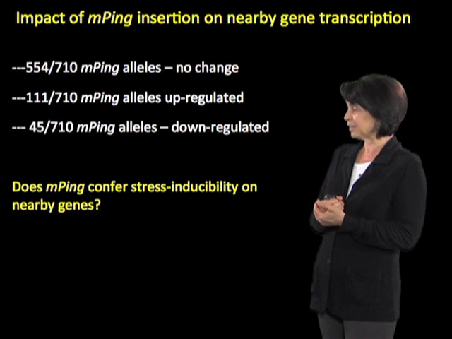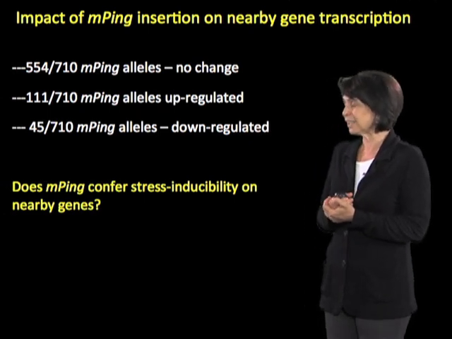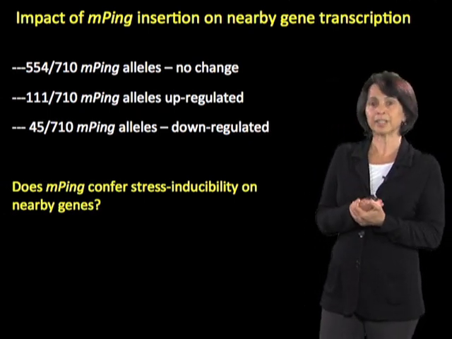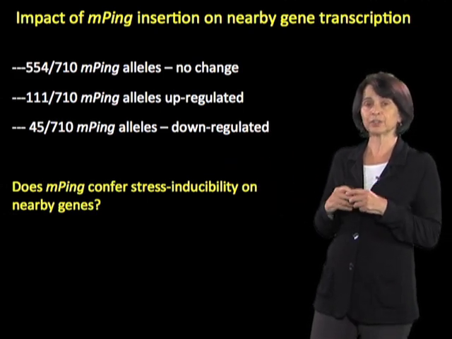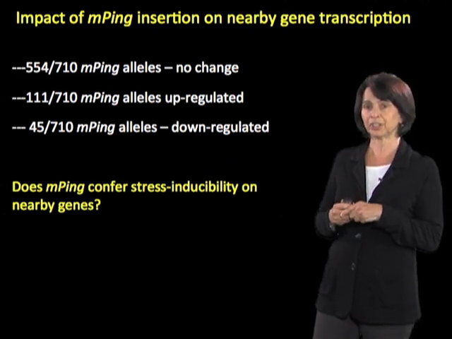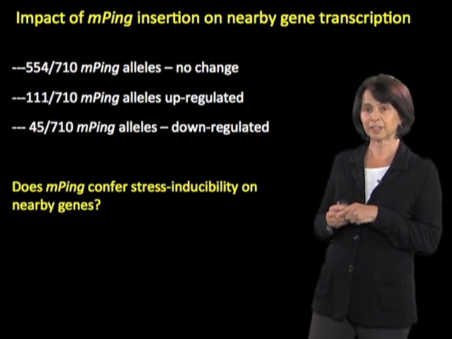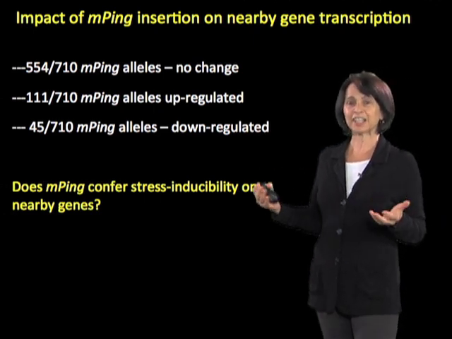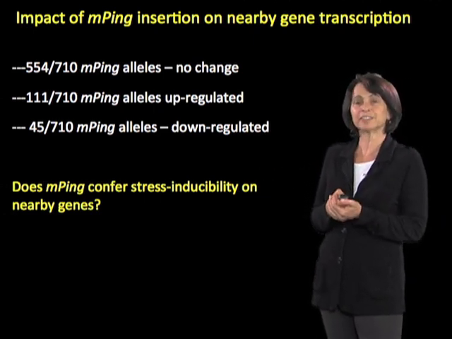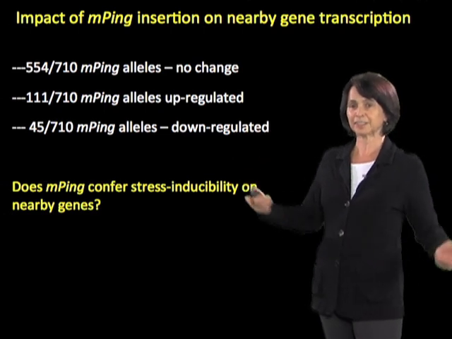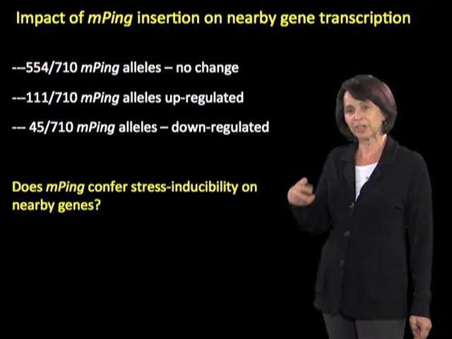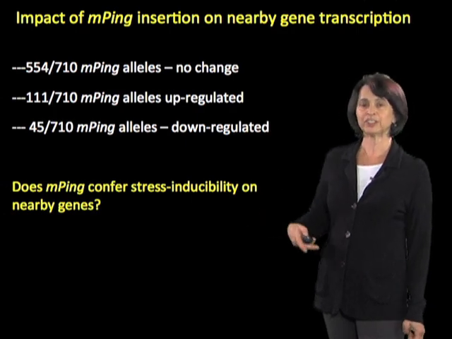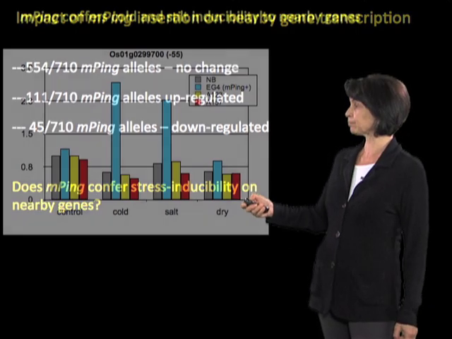Now the question that we're going to ask is, does the presence of Emping affect transcription in a different way? Does it, in this case, confer stress inducibility on nearby genes? Now remember from McClintock's scenario, she mentioned the possibility that transposable elements are induced by stress. So here we're going to look at something a little different. We're going to ask, does the presence of a transposable element cause the nearby gene to be stress inducible?